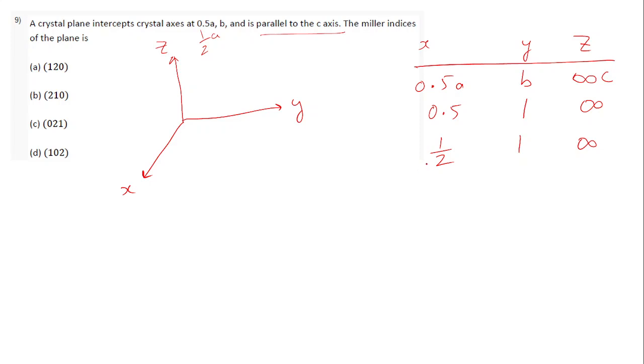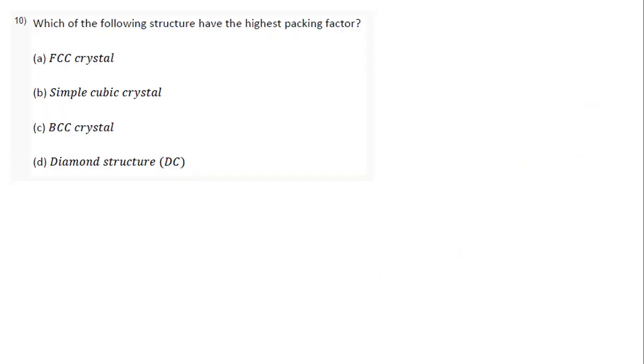Then we want to take the Miller index, so first we need to take the reciprocal. When we take the reciprocal, this becomes 2, this will remain 1, and 1 over infinity means 0. Since they are not fractions, they are already integers, we don't need to multiply or divide anything. So our Miller index for the plane will be 210. So B is the correct answer.